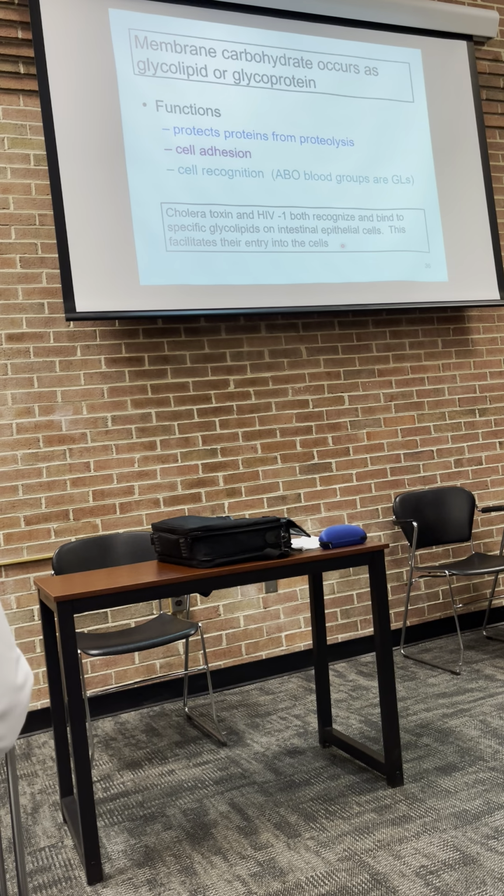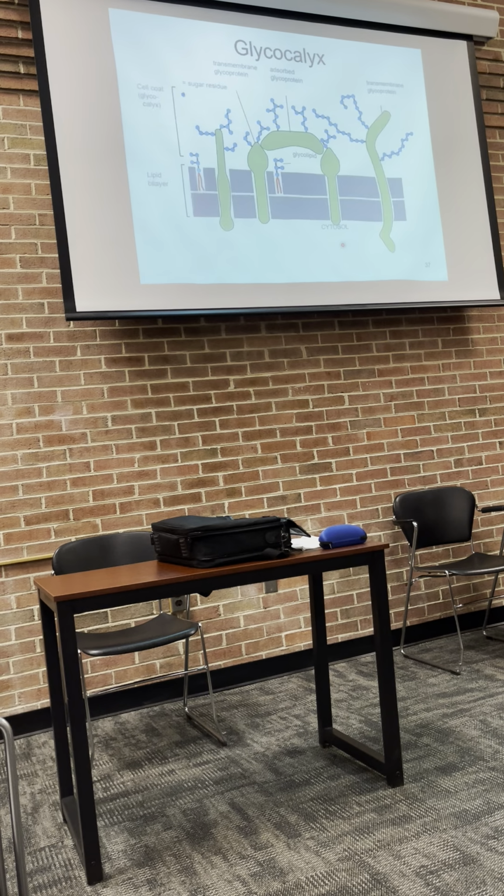So they actually seek out these carbohydrate codes. So what does a glycocalyx actually look like? Here's a schematic version. Here in gray are the two leaflets of the lipid bilayer. Here you have some glycolipids. Here you have glycoproteins, as transmembrane proteins or as a peripheral protein. And so here again is the cell coat called the glycocalyx, which are the carbohydrates.